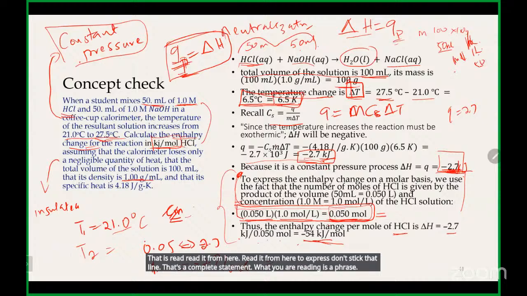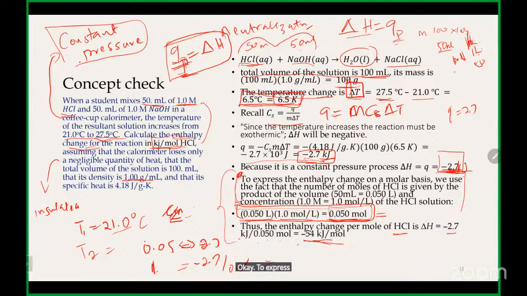To express the enthalpy change on a molar basis, we use the fact that the number of moles of HCl is given by the product of concentration times volume. So 50 mL equals 0.05 liters. And 1 molar, what is molar? A unit of expressing concentration. What is molar? Mole per dm cubed. What is this one that we have here? Mole per liter.